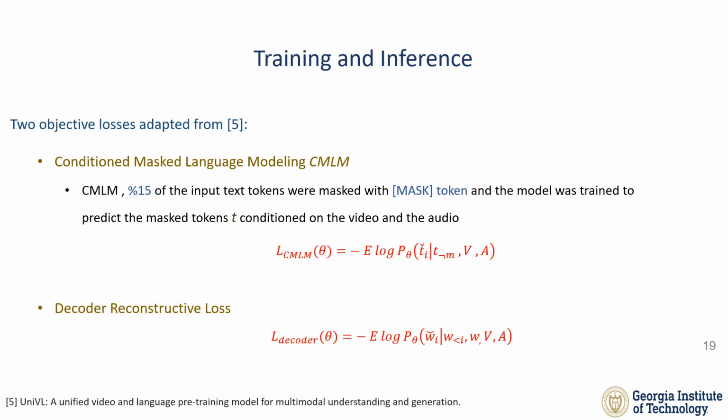We train the model by optimizing for two objective losses introduced in the UniVL model: condition masked language modeling loss and a decoder reconstructive loss. For the condition masked language modeling loss, 15% of the input tokens were masked with a special token, and the model is trained to predict the masked tokens conditioned on the joint embeddings. For the decoder reconstructive loss, at each iteration, the decoder receives the joint encoding and generates one answer token that is conditioned on the multimodal fused input and the previously generated word.